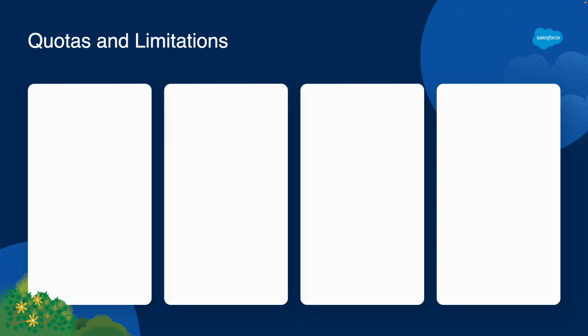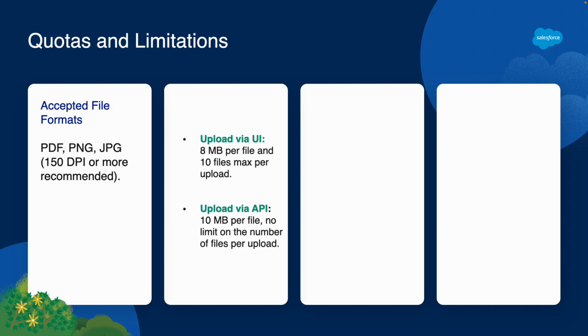But I wanted to also let you know that IDP is a new product, and we keep getting improvements and new features. So you have to keep updating yourself by reading the documentation. And there are some quotas and limitations here. It will accept only PDF, PNG and JPG formats. And 150 dpi or more is recommended for execution.